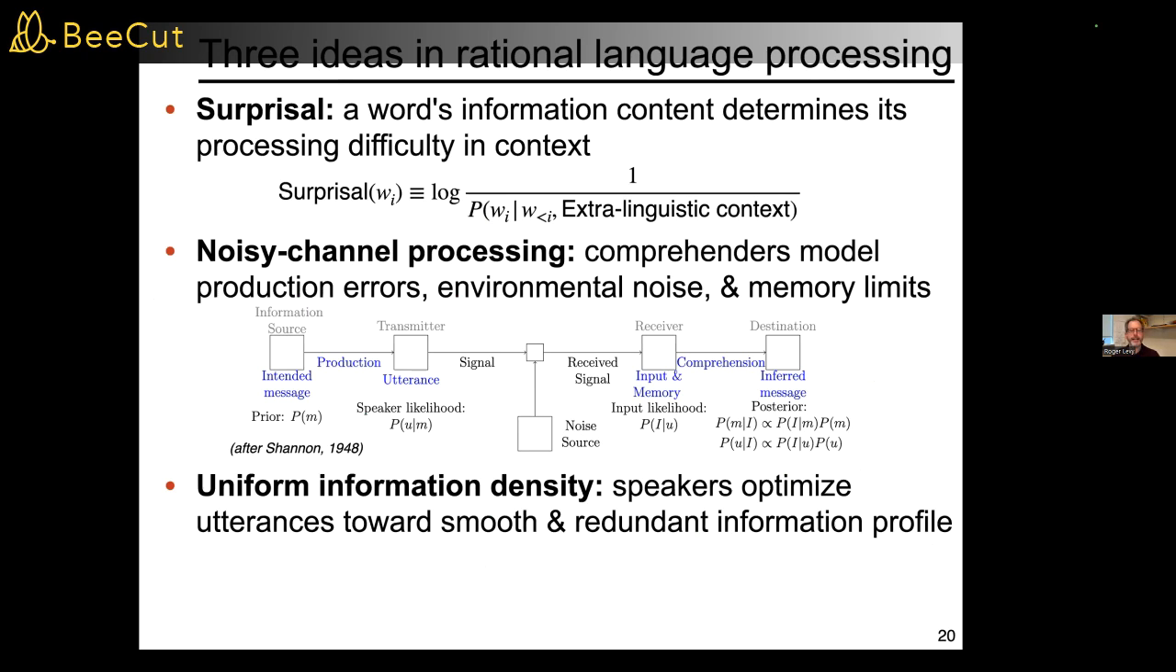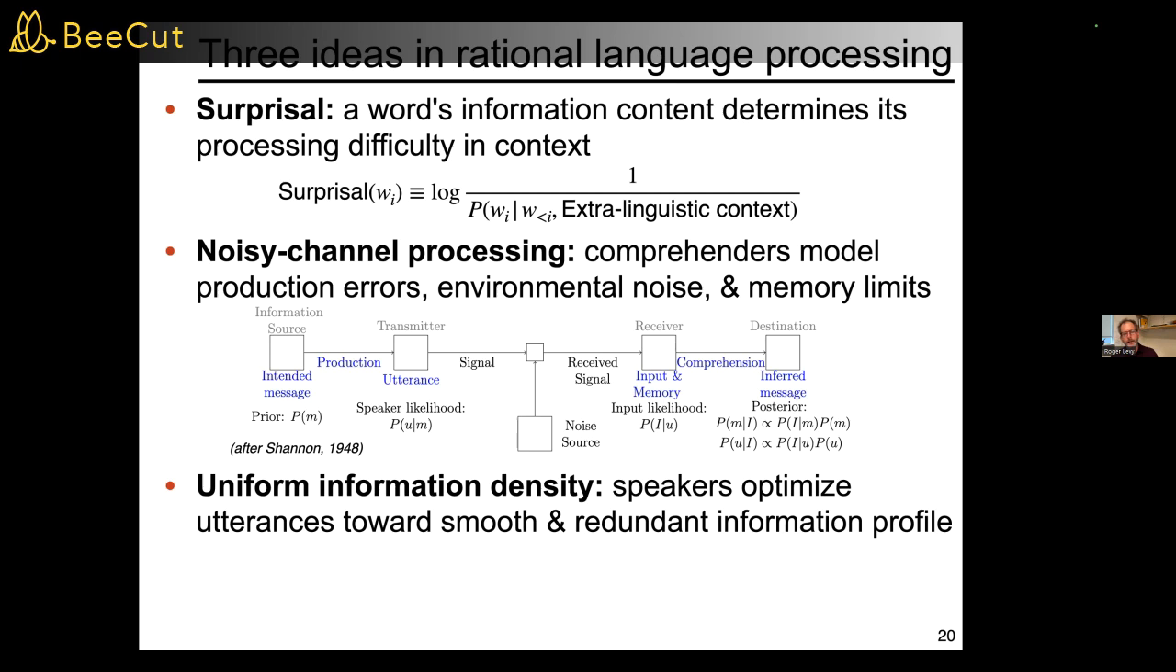And this leads to some ideas in rational language processing. I'll discuss the first two today. Surprisal, which is the idea that a word's information content, the log of the inverse conditional probability of the word given its context, determines its processing difficulty. Noisy channel processing, that we model production errors, environmental noise, and memory limits.